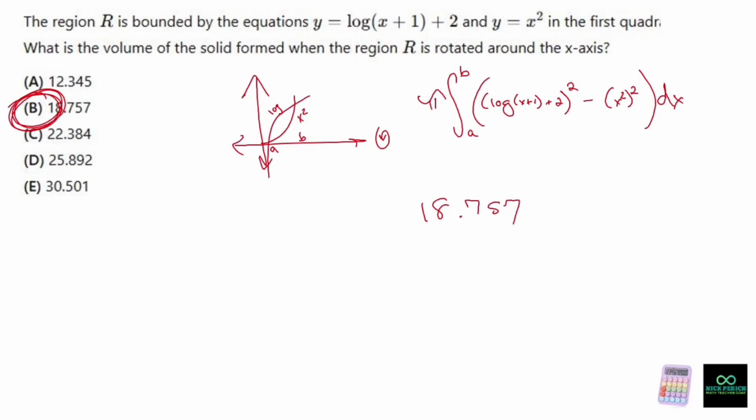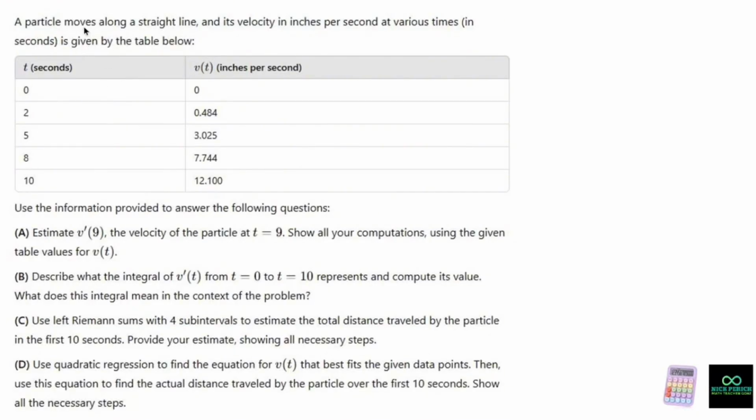Fun, fun, fun. All right, boys and girls, let's take a look at our first free response question. It's a calculator problem. We're given a table of values and a good old particle problem. So a particle moves along a straight line, and its velocity in inches per second at various times in seconds is given by this table below. So the table on the left, not really consistent on what it goes up by. It goes up by 2, goes up by 3, goes up by 3, goes up by 2. Over here, we're just given a bunch of ugly numbers, which is why it is a calculator problem.